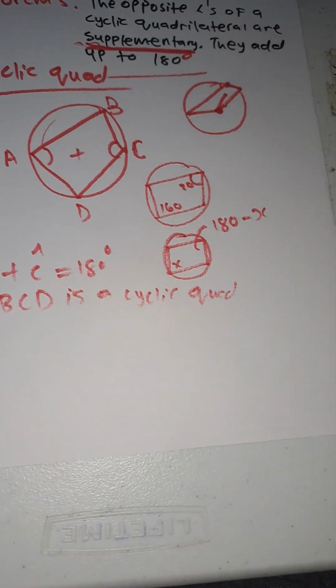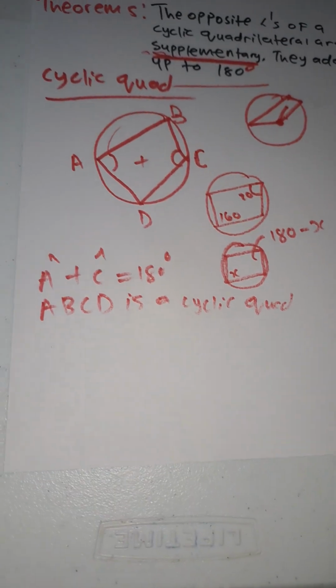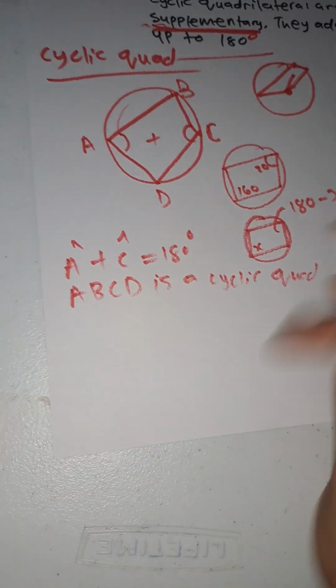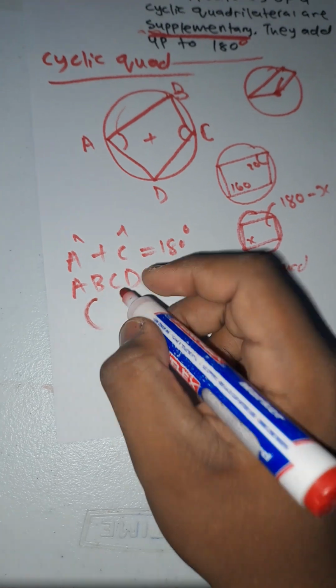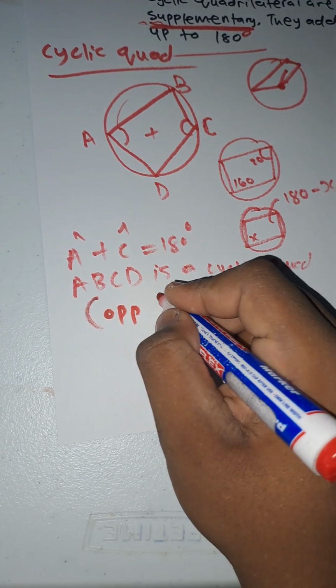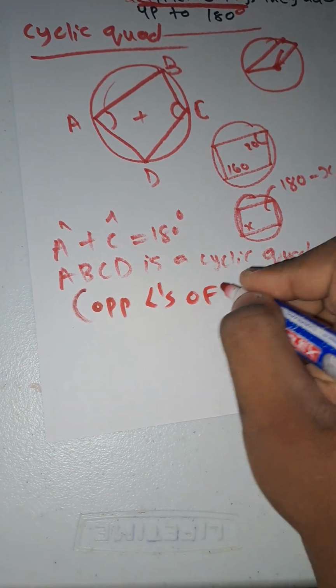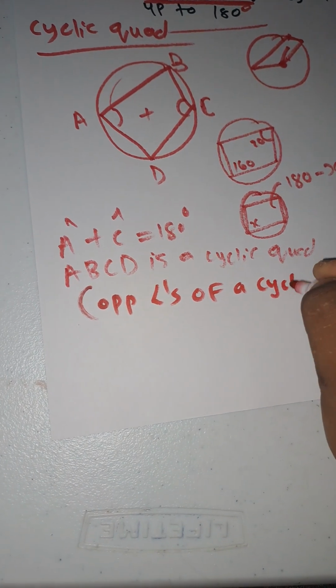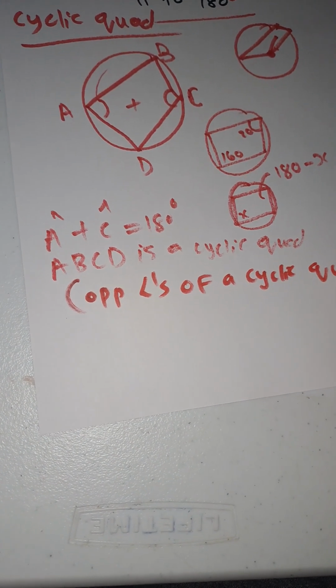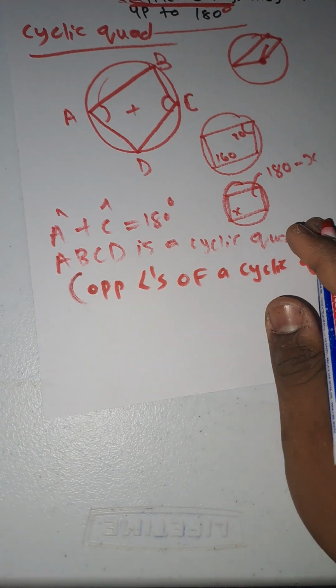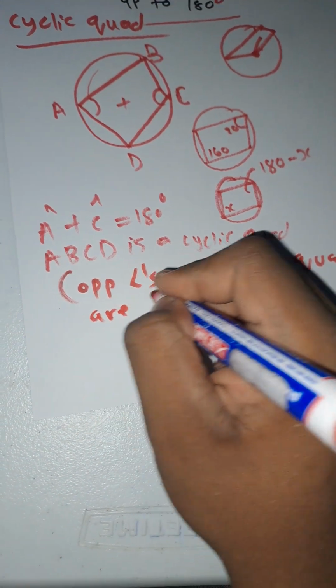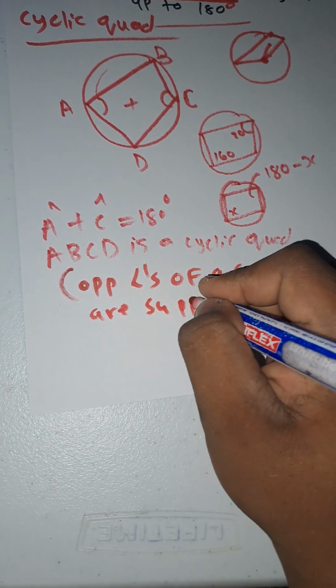Okay, let's move. And then the reason, you're gonna see what? Open bracket, opposite angles of a cyclic quad are supplementary.